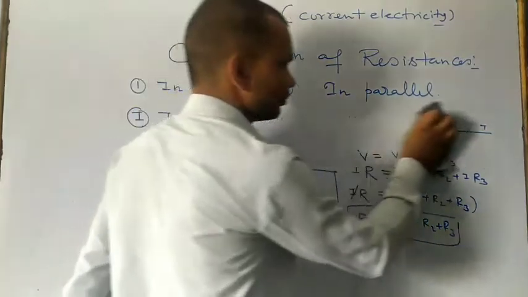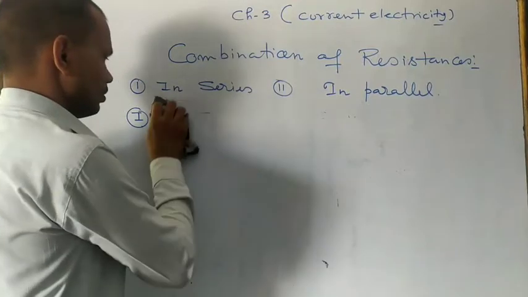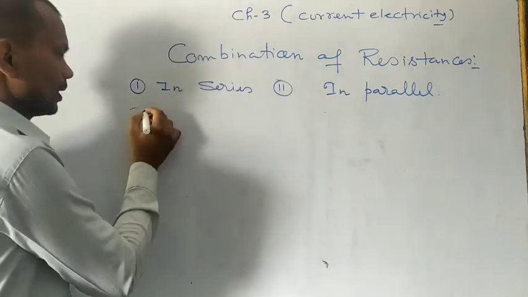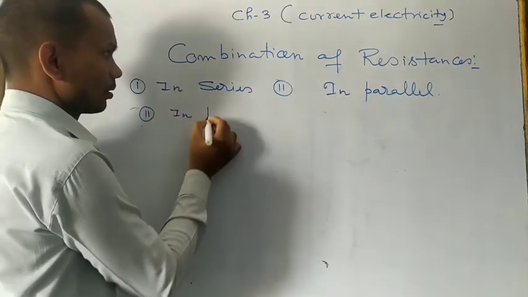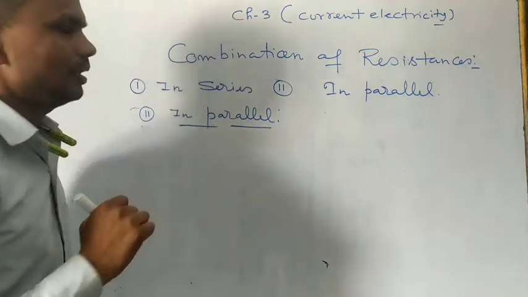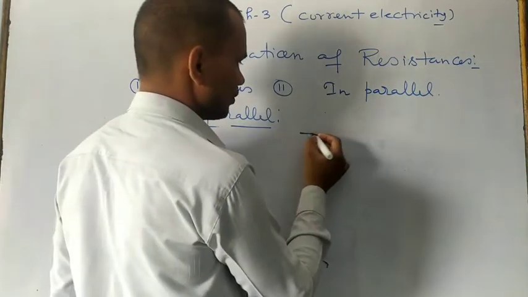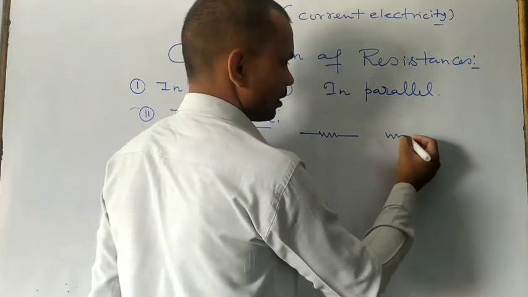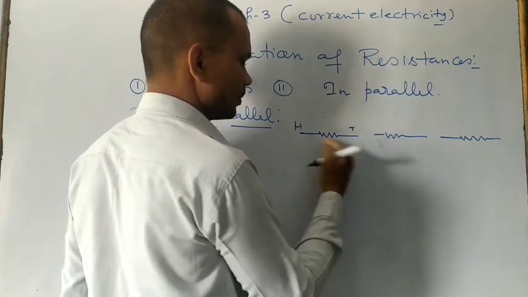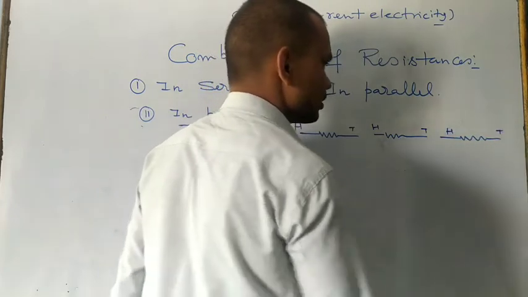We are going to discuss the combination of the resistances in parallel form. So the second one is in parallel. Combination of resistances in parallel form. So here, if you see, in parallel combination of the resistances, suppose we have one resistance, another resistance, and another resistance. Suppose this is the head, and then this is the tail of this resistance, and then this is the head, and then this is the tail. Here this is the head, and then this is the tail.